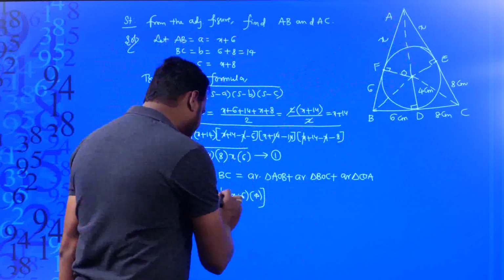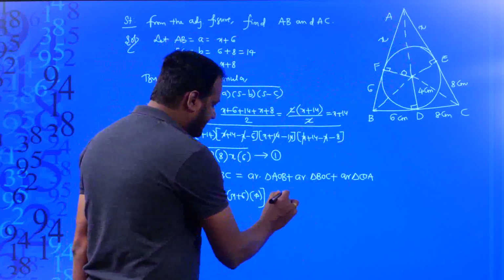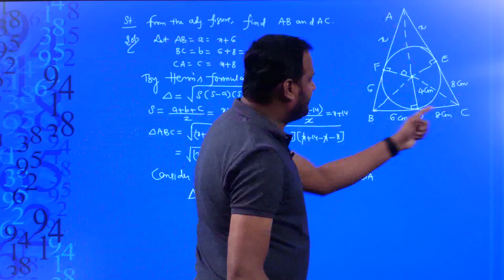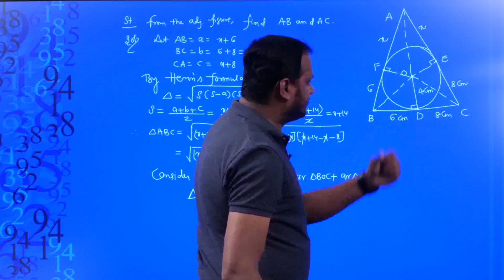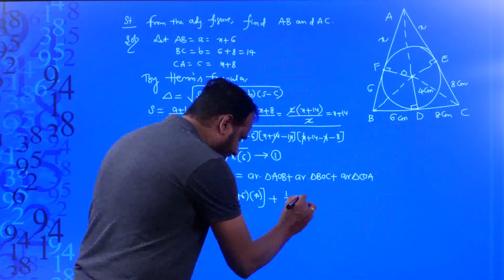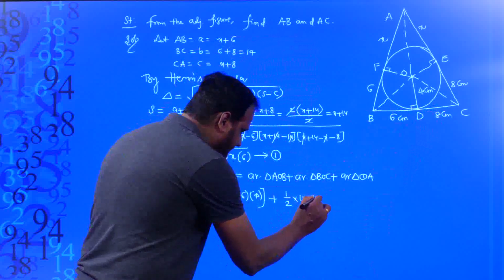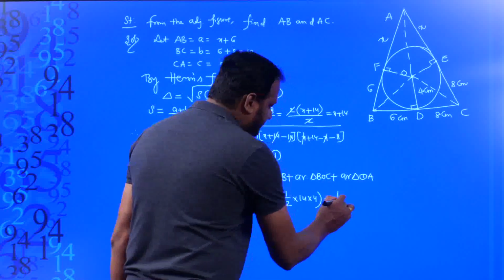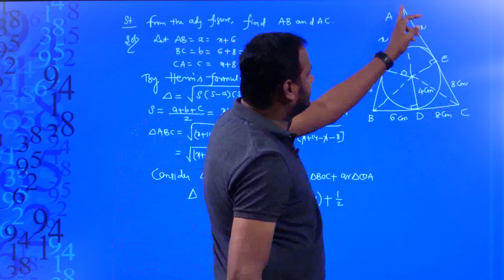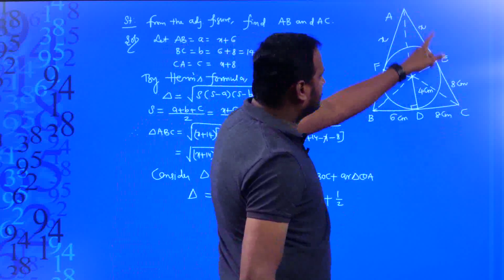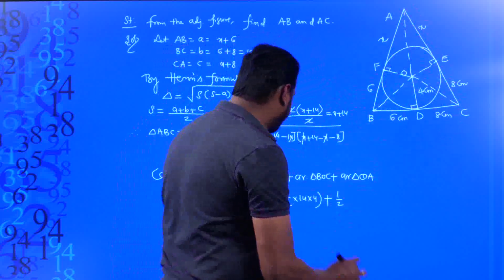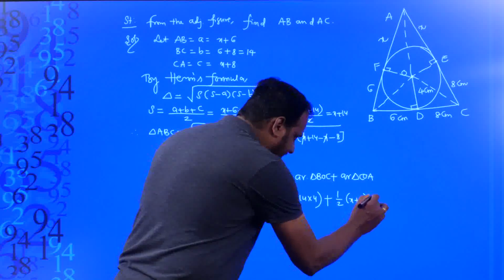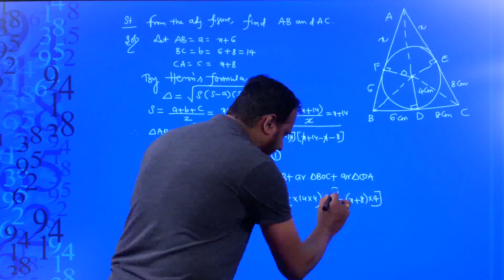After that, what is the second triangle? Area of triangle BOC. So half into, for triangle BOC, the base is going to be BC, that BC is equal to 6 plus 8, which is 14, into height, of course that is 4 centimeters, plus half into area of triangle COA. For triangle COA, base is equal to AC, that is x plus 8, so into x plus 8, and the height is going to be 4.